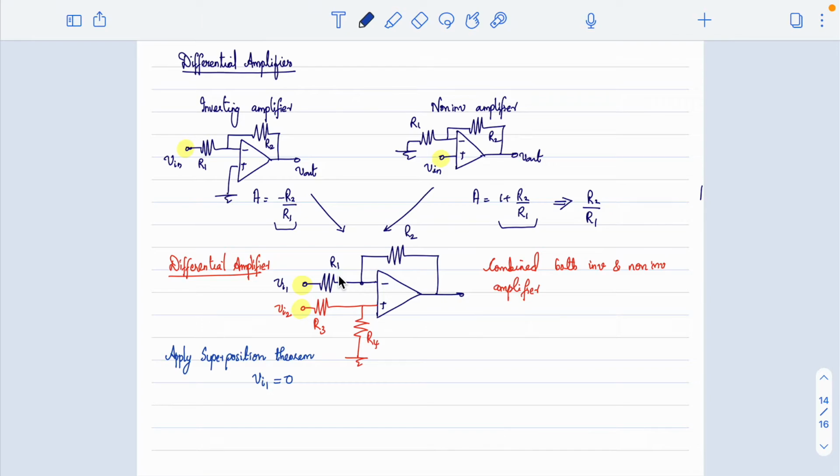So whatever input signal is coming in, both the paths, inverting and non-inverting, should provide equal gain. In order to make the gain equal, and since I have no other option to change or enforce a condition, what I have done is added two resistors here, R3 and R4.